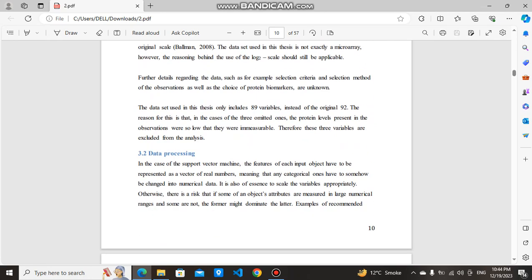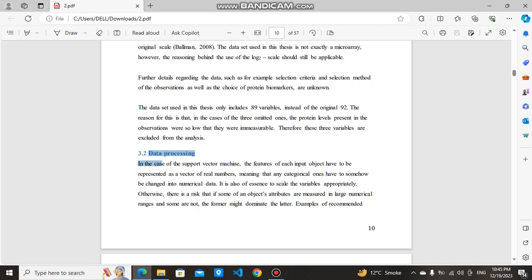Further, more details regarding the data, such as, for example, selection criteria and selection method of the observations, as well as the choice of the protein biomarkers, are unknown. The dataset used in the thesis only includes 89 variables instead of the original 92. The reason for this is that in the cases of the three omitted ones, the protein levels present in the observations were so low that they are immeasurable. Therefore, those three variables are excluded from the analysis.